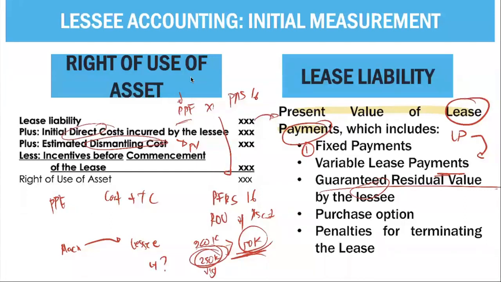Next, we have your purchase option. That is your right to purchase the property at the end of the lease term. However, you don't have the obligation, meaning you have only the option but not the obligation. Since this is only an option, any price on that option should be included. Next, any penalties for terminating the lease should also be included as part of your lease liability.